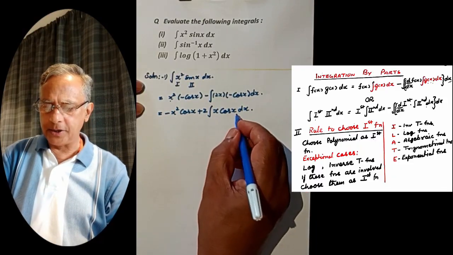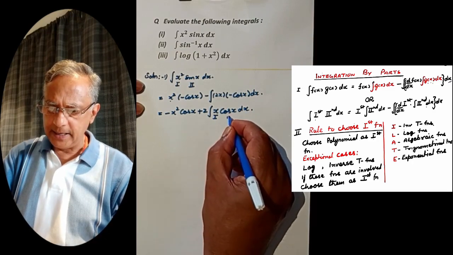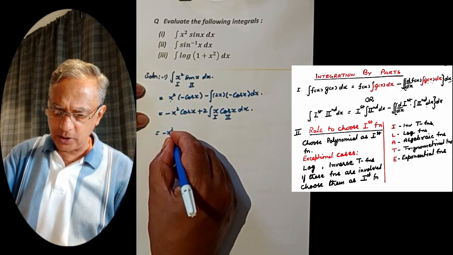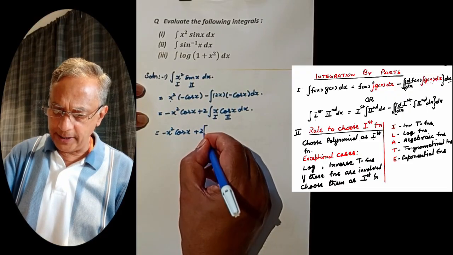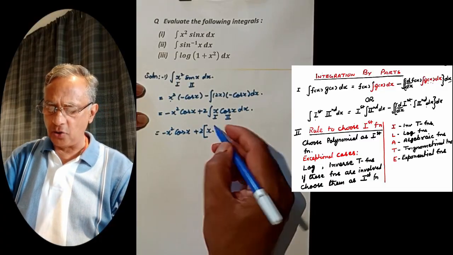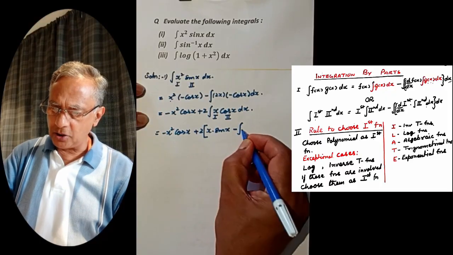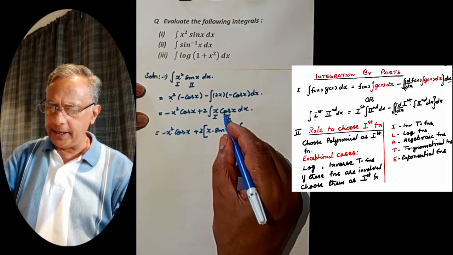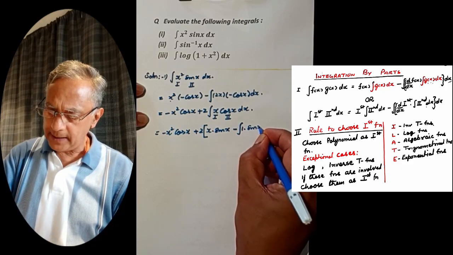We will use integration by parts once again. Regard this as first function and this as second. This is equal to minus x square cos x plus 2 into first function integration of second. Integration of cos is sin x, minus integration of differentiation of first. Differentiation of x is 1, into integral of second. Integration of cos x is sin x.